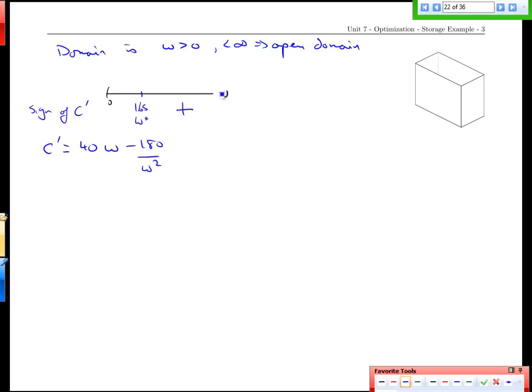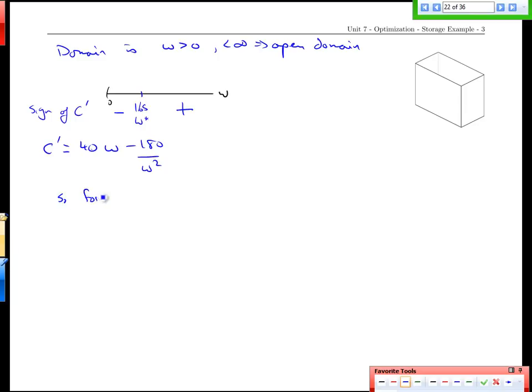And imagine coming in from infinity, as W gets smaller and smaller, eventually this term is going to get big enough to cancel the previous term. That's when we have our critical point, or derivative 0. And then after that point, we're going to have a small number minus a bigger number, and we're going to have a negative derivative.